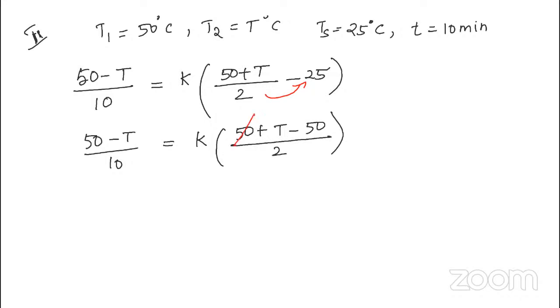So in the next step, we have to cancel this one. Okay. So here K into T by 2 should be equal to 50 minus T divided by 5. Okay. Here it is 10, no?